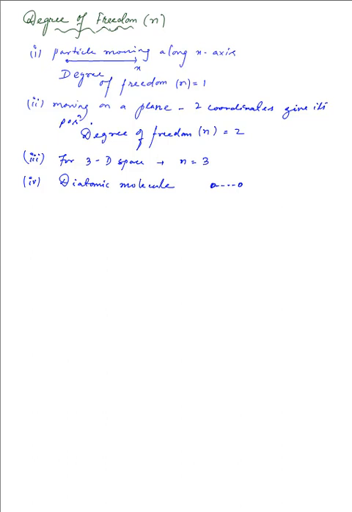So the degrees of freedom in this case will be the 6 coordinates for the first atom and the second atom, but the constraint reduces that by 1. So here the degree of freedom is simply 6 minus 1, which is equal to 5.